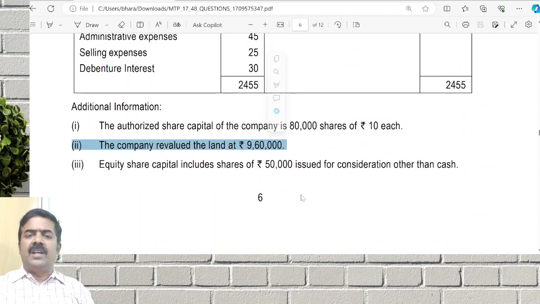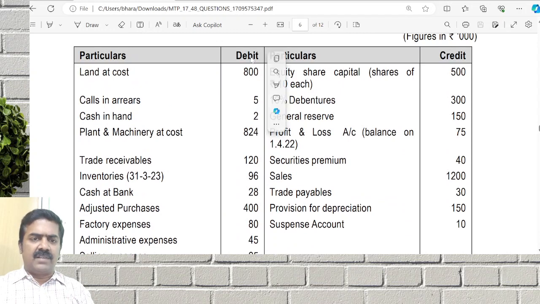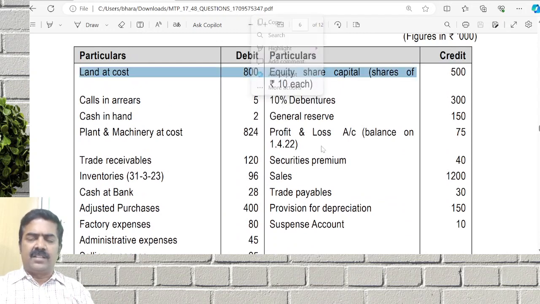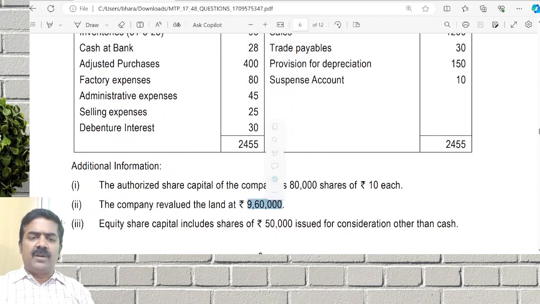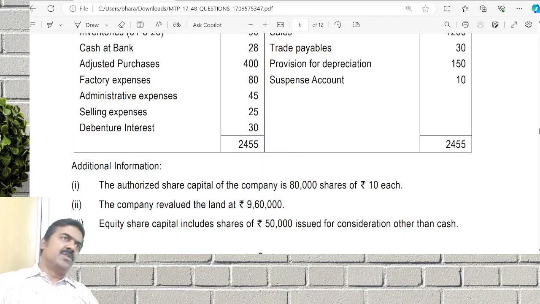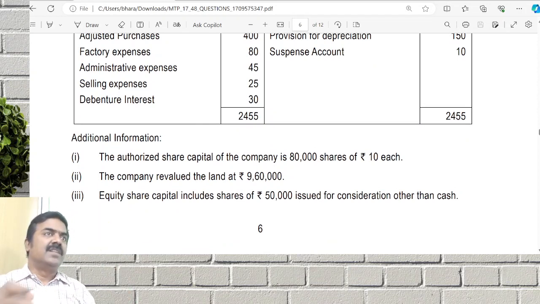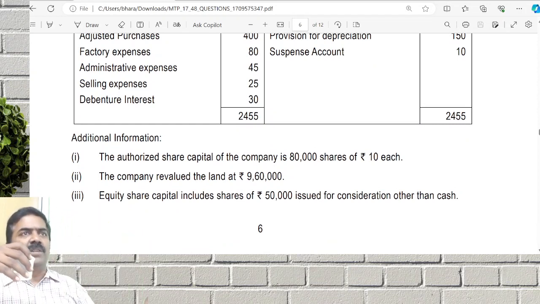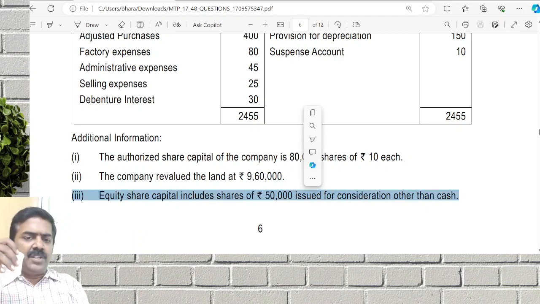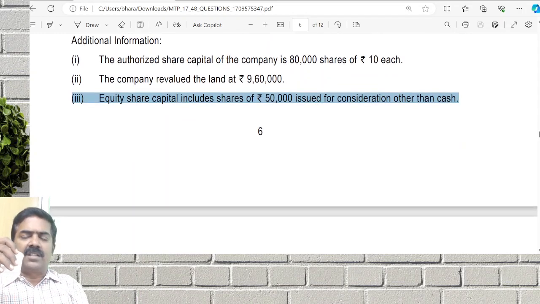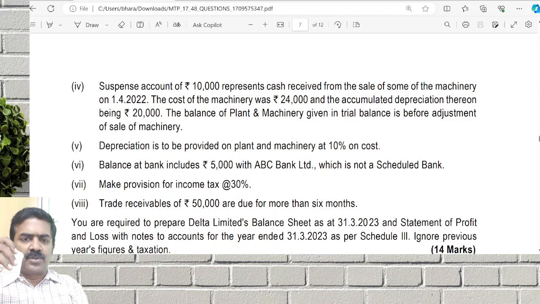The company revalued land at 9 lakhs 16. What is the land value? 8 lakhs, 800,000. We are going to revalue it at 960. So upward revaluation, what will you do? When there is an increase in the value of asset, we will take it to revaluation reserve. Land account out to revaluation reserve. Equity share capital issued for consideration other than cash is notes to accounts.